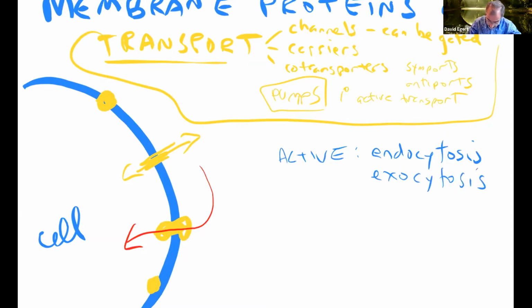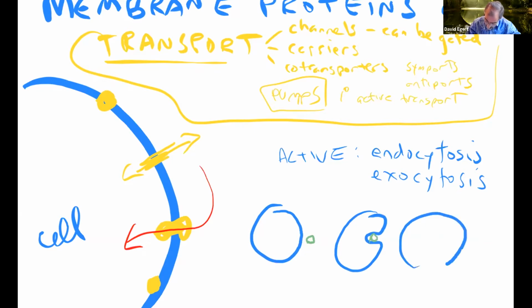Here, the classic thing, we have our cell, and let's say here's some little thing that you want to take in. Through the miracle of time-lapse photography, we can just show how the membrane moves around it and brings it in. This would be endocytosis if you're bringing it in. We could also do it the other way. If you have something that's stored in little vesicles, you can spit it out. That's exocytosis.